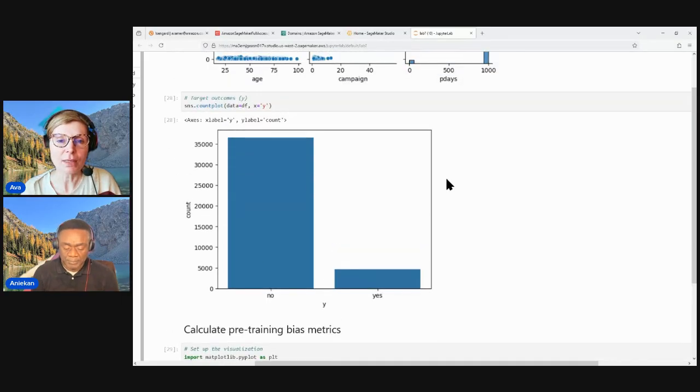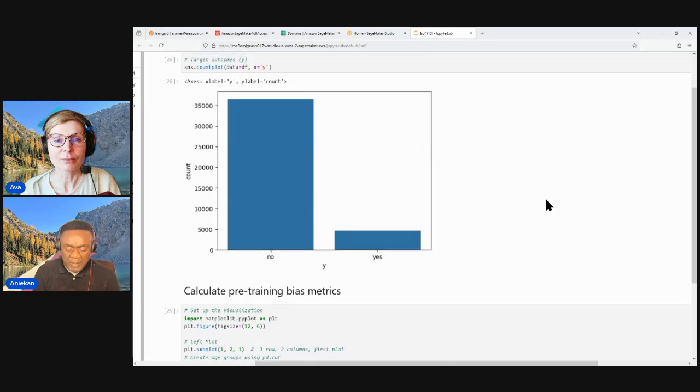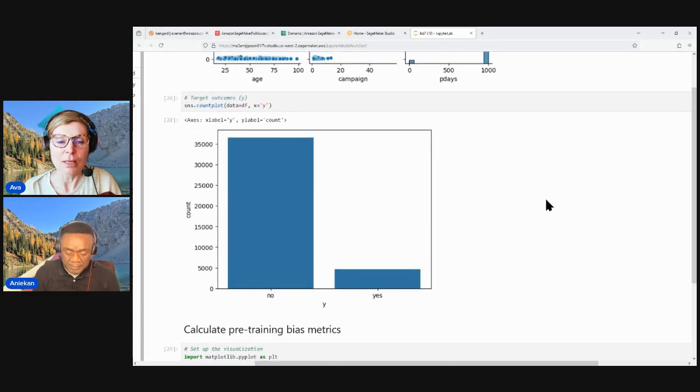Then we have the target outcome here, which shows how many responded yes to the campaign, which is this number here. And then these are the ones that are the no's, they did not respond. So is this an example of a class imbalance? In this case, this is just the target outcome. So I would say it's more that this is the outcome that was produced, the target outcome.